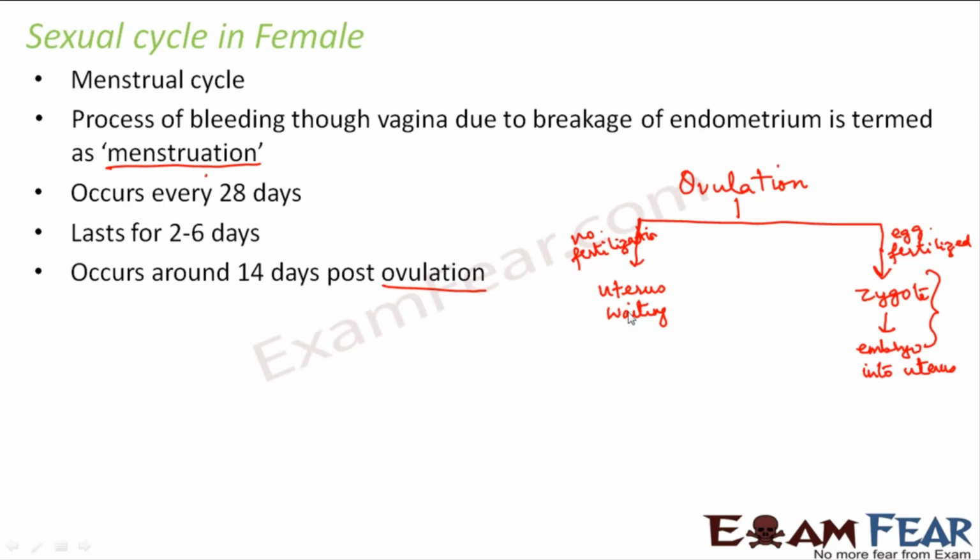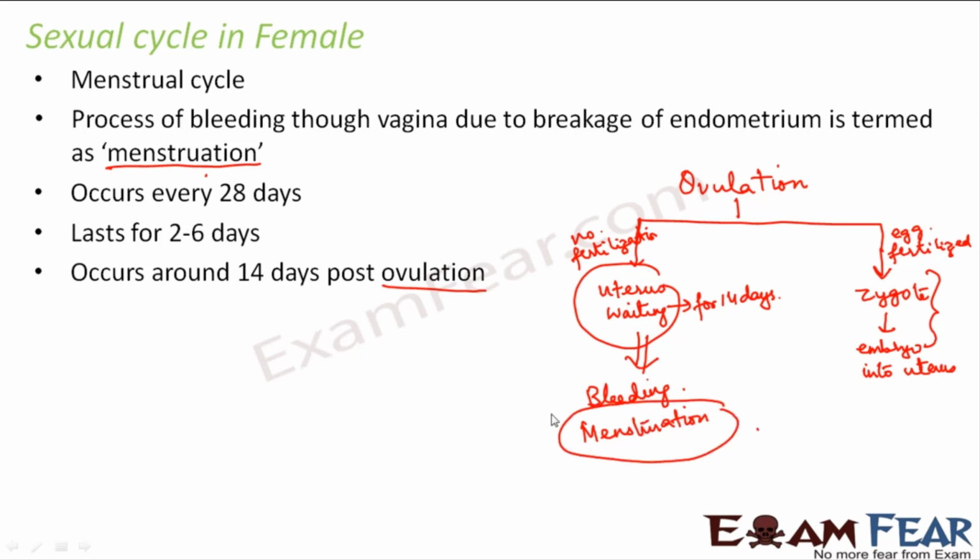So the uterus is waiting. Now, even after 5 to 6 days, the uterus doesn't get the embryo. So the uterus thinks that, okay, maybe I'll get it tomorrow. So it waits for some more time. Finally it is seen that the uterus waits for around 14 days. Now, when till the 14th day also the uterus doesn't receive an embryo, then what happens? The endometrium breaks. So bleeding happens, and that is known as menstruation. So that is how menstruation happens 14 days after the date of ovulation.